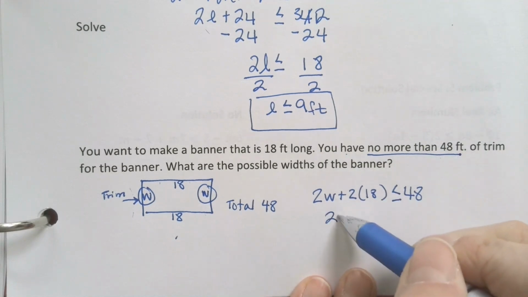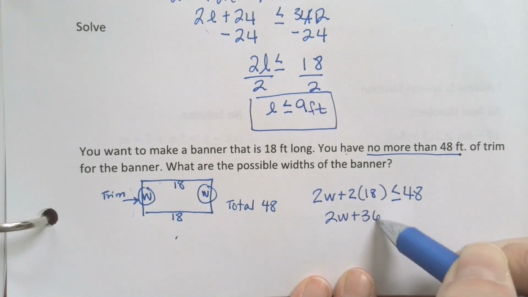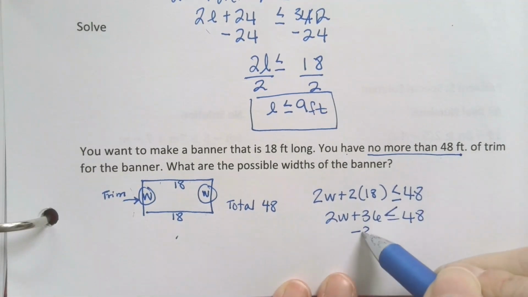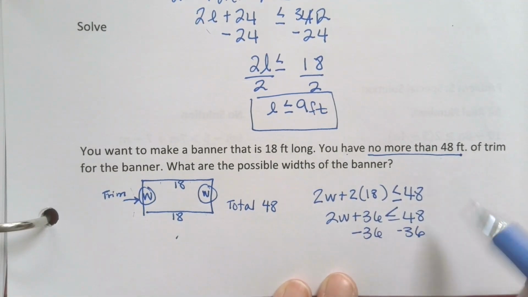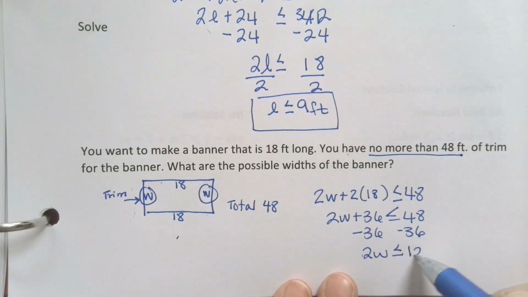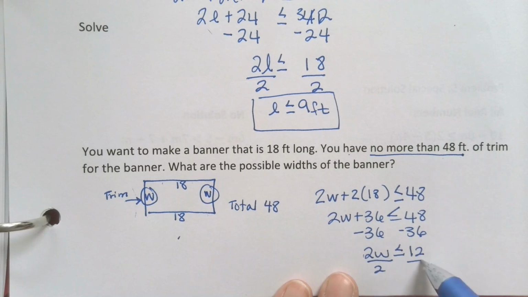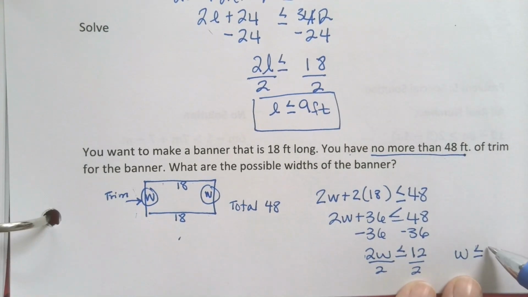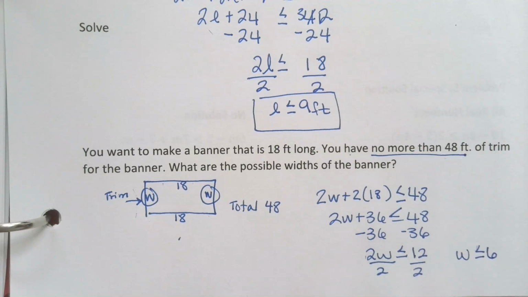I'm going to start solving. 2W plus 36 equals 48. Not equals, less than or equal to. Subtract 36. 2W is less than or equal to 12. You'll divide by 2. And you'll have the width can be anything less than or equal to 6. Oh, feet.